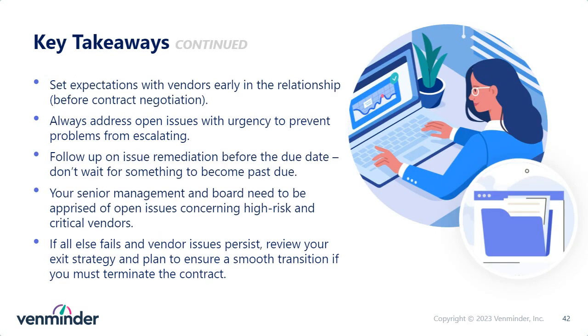We also want to try and avoid those issues in the first place, so let's set really good expectations with vendors very early in the relationship before we even start negotiating the contract. We always have to address open issues with urgency because we don't want things to get worse and we don't want to have to escalate it. We keep following up throughout the process, and we do this before the due date, so don't wait until something is past due to pick up the phone and ask someone what's going on. Your management and your board need to know about open issues with high risk and critical vendors, full stop.